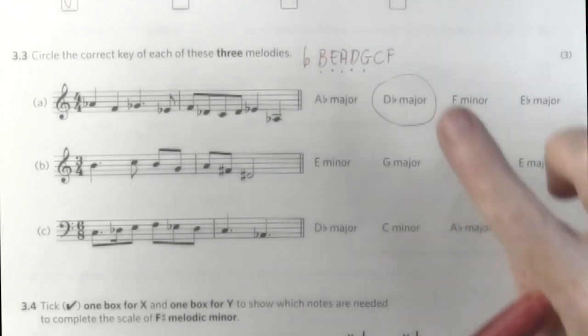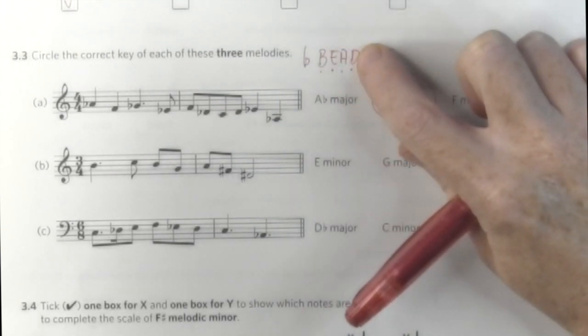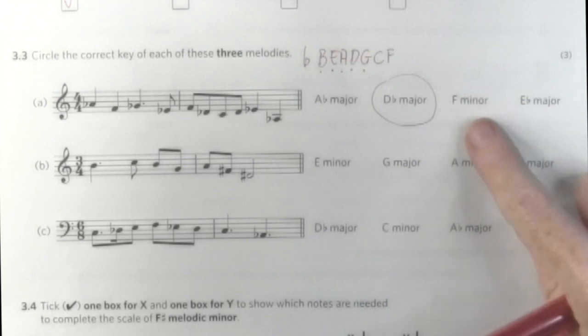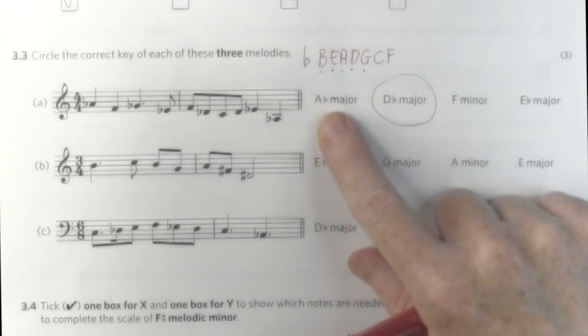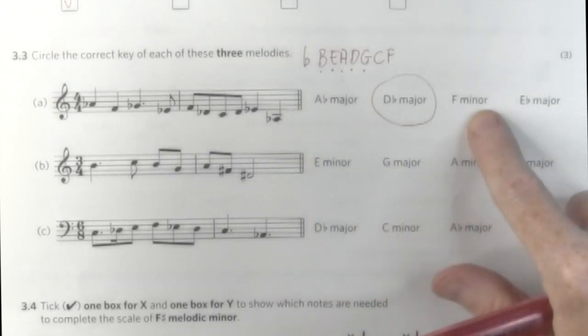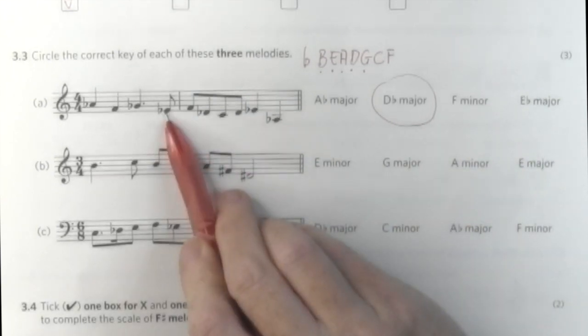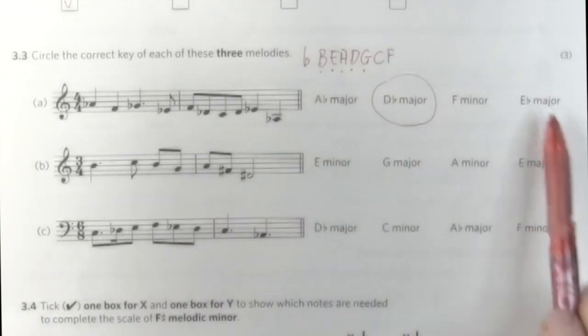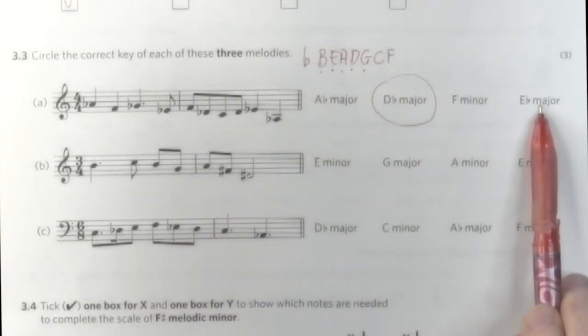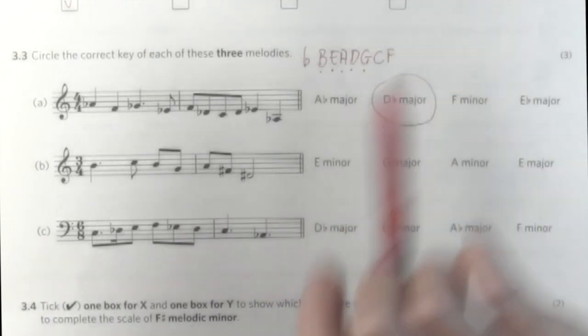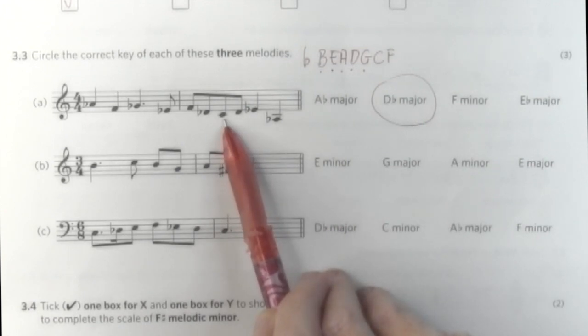In A flat major, we would have only 4 flats, so not G flat. In F minor, it is the relative minor of A flat major, so same thing, plus we would have E natural because the leading note would have been raised. In E flat major, we would have another flat, D flat, and in this case, it isn't flat.